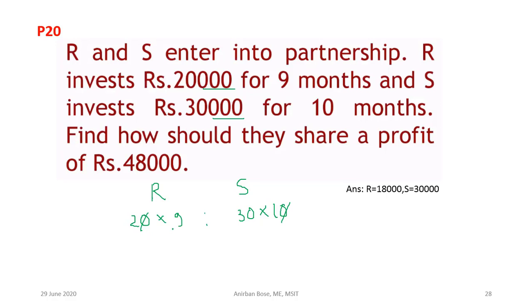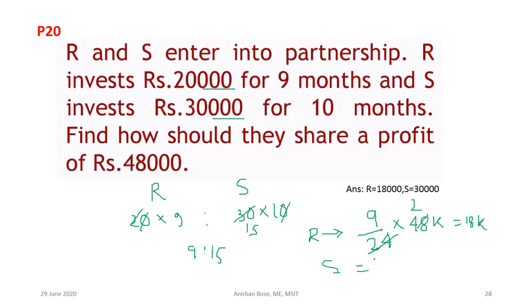So now here it is 18, so 2 can be cancelled with 15. So 9:15 is the ratio. So what is R's share? The share of R will be 9 by 9 plus 15, which is 24, into the total amount, which is 48k. So it will be 9 into 2 is equal to 18k, 18,000. And similarly the S share will be the remaining 30k.